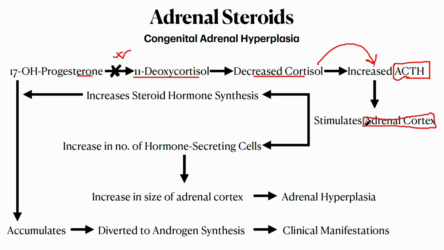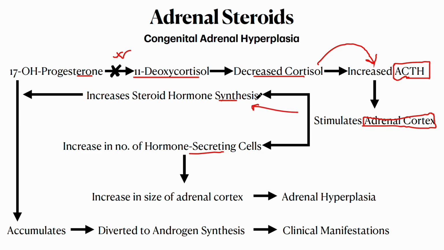That will stimulate the adrenal cortex. And the effect of that adrenal cortex stimulation is seen in two ways. What are these two ways? These two ways are increased steroid hormone synthesis and also an increase in the number of hormone secreting cells, right? So an increase in adrenocorticotropic hormone, ACTH, will lead to stimulation of the adrenal cortex, and that will lead to two pathways.